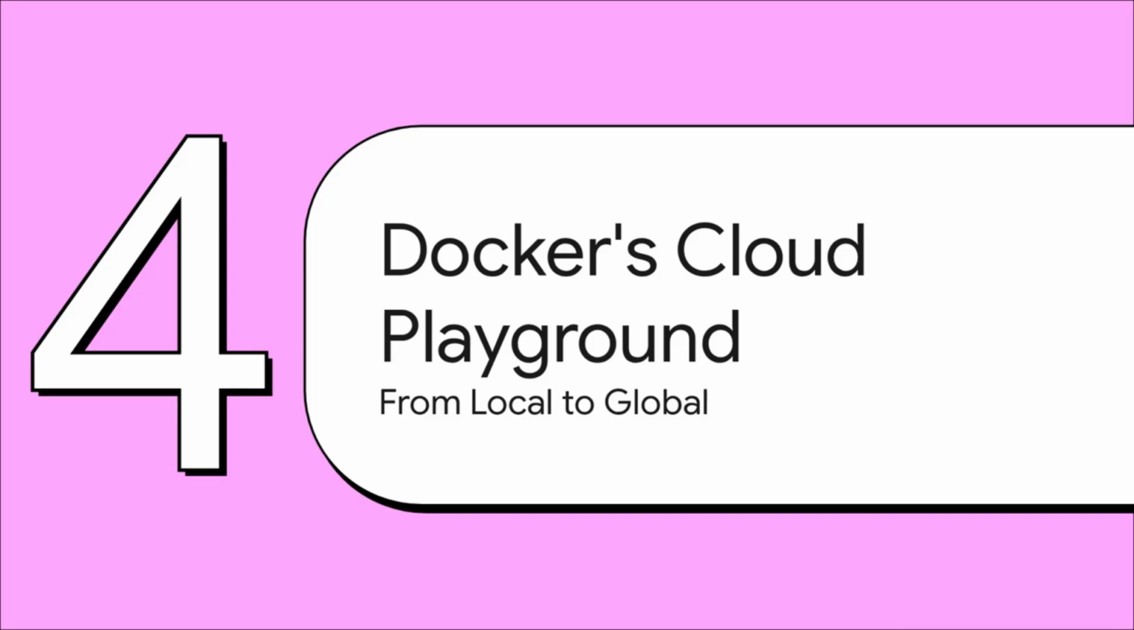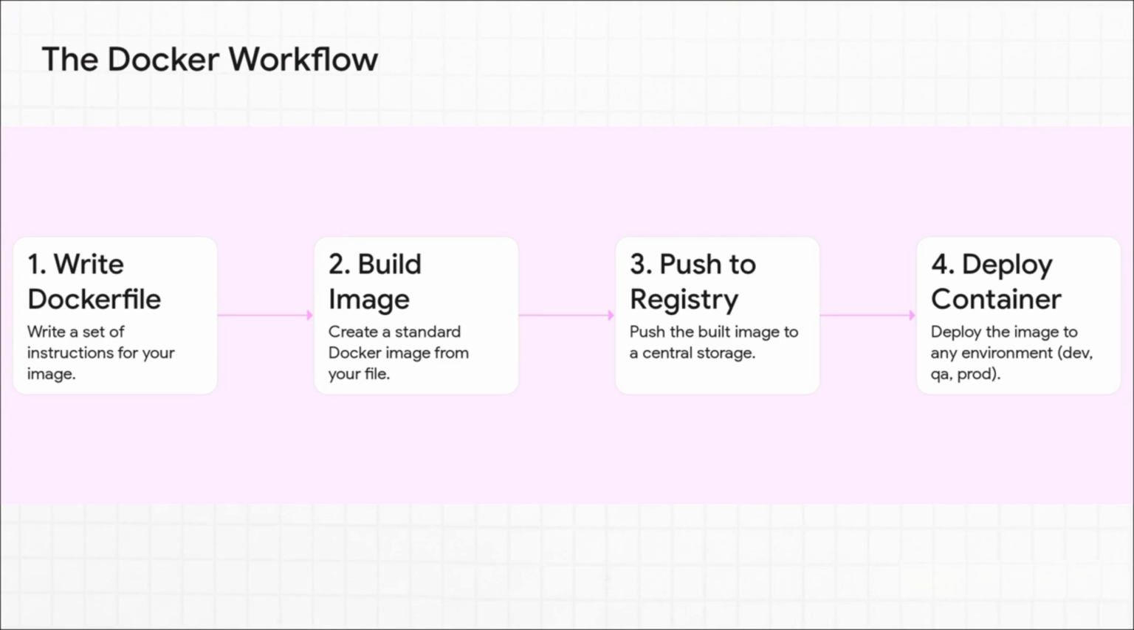Okay, so let's get practical and talk about the cloud. How do you actually get one of these standard boxes from your computer and into a real-world environment on something like AWS, Azure, or Google Cloud? The workflow is actually beautiful in its simplicity. First, you write a simple text file called a Dockerfile. Think of it like a recipe, just a list of instructions for building your environment. Then you run a command to build the image from that recipe. Once it's built, you push it up to a central library. And from there, you can deploy it to any server you want.